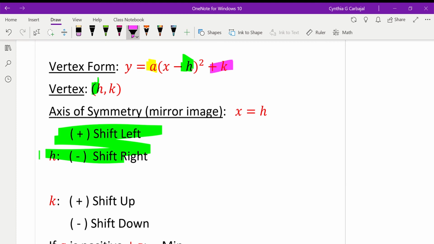Then the number in the back here is my K. That's going to be the y coordinate of the vertex, and it's going to tell me if I move up or down. If it's adding, it moves up. If it's subtracting, it moves down, and so on. Just make sure you come back and read this.